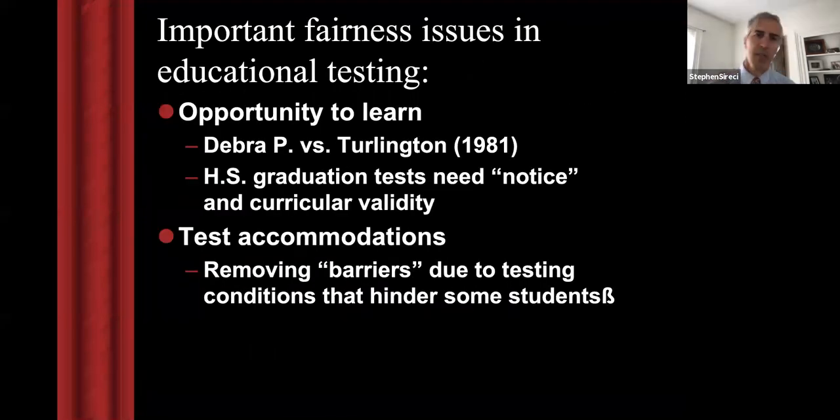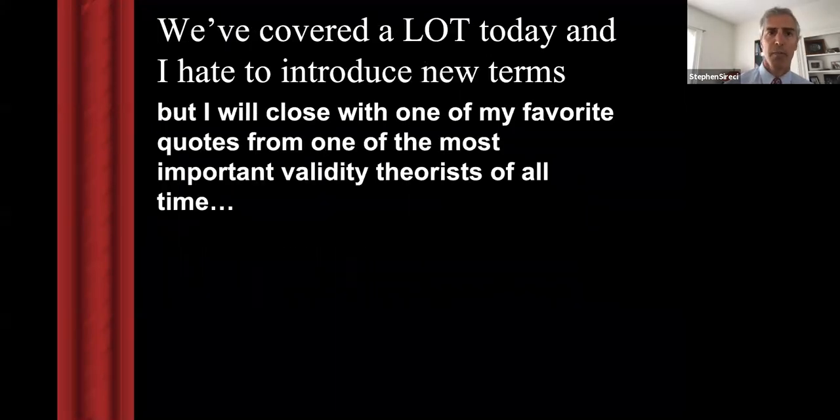One important fairness issue that's near and dear to all of our hearts in K-12 education is opportunity to learn. We have to make sure that before we start testing students, they've had the opportunity to learn the material. Another important fairness issue is removing any barriers due to testing conditions that might hinder some students. So do students need a separate testing room? Do they need some screen reading software because of a reading disability and so forth? These are all important issues that support fairness.